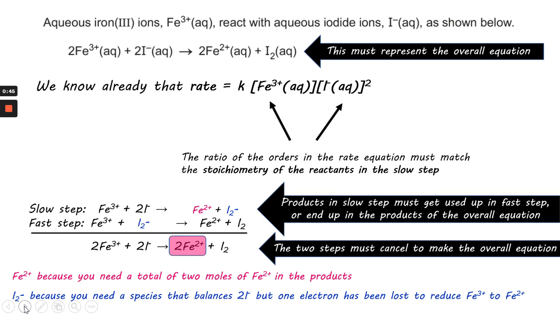Okay, now, next thing to do is to cancel everything out. So I2 minus gets cancelled. It doesn't turn up in the products anywhere in the overall equation. So if we now combine the slow step and the fast step, we get the overall equation that we're provided with to start with.